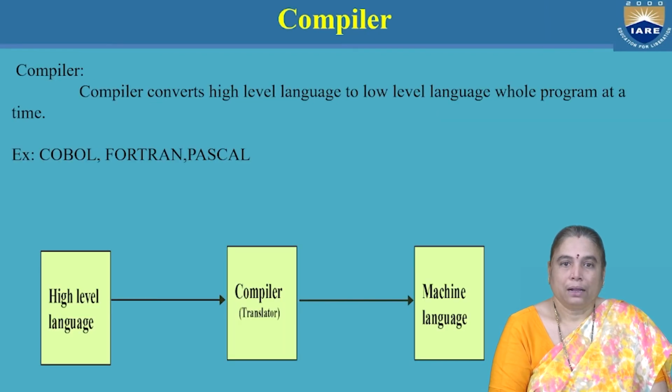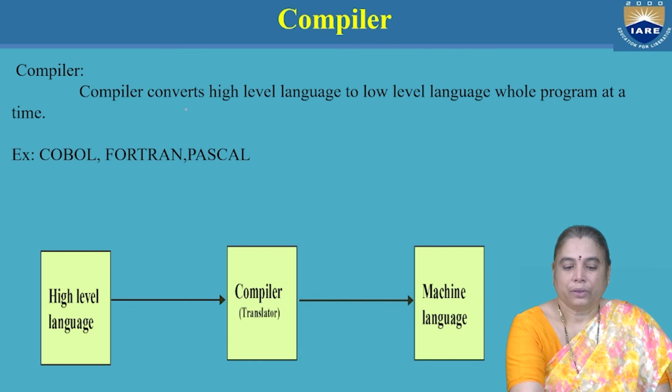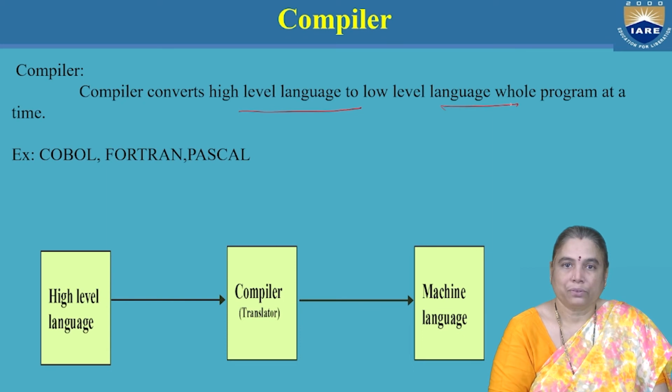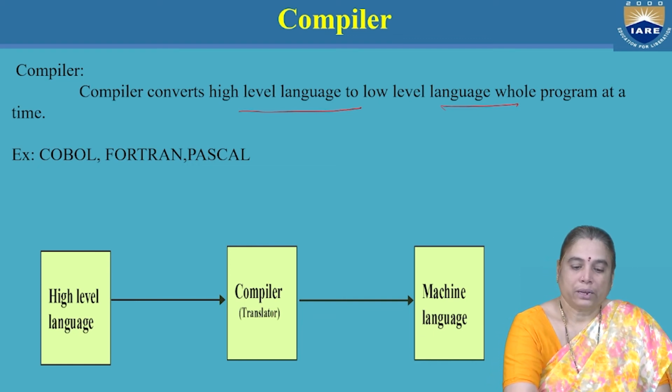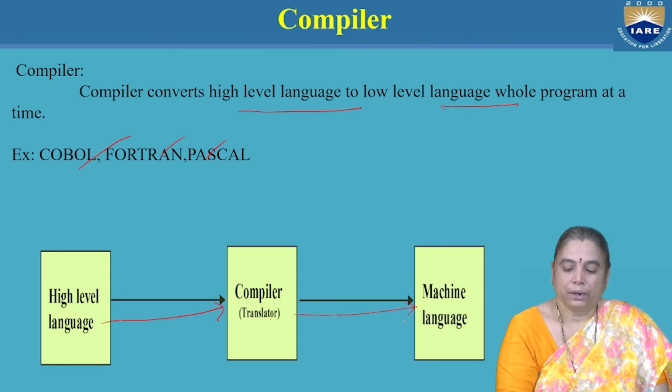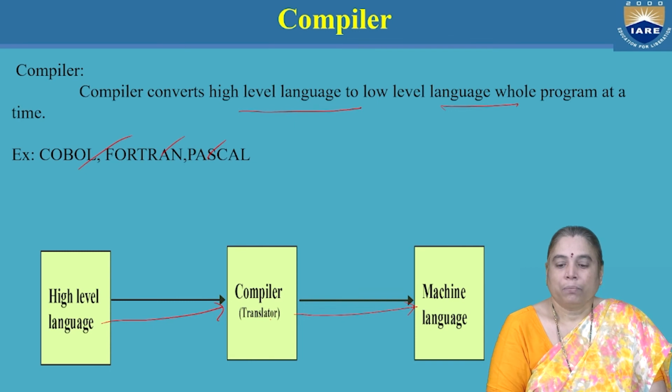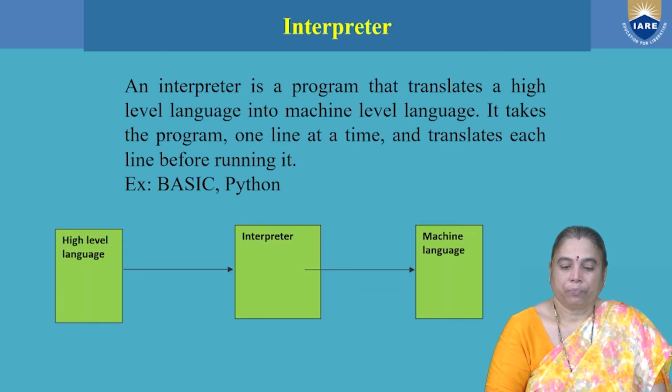Next, compiler. Compiler is also a software which converts high-level language code into the low-level language code, but it can convert the whole program at a time. After compilation of the entire code, it can list what are the errors that are present in the code. The examples of various compilers are COBOL, Pascal, Fortran compilers. So the compiler takes the input as high-level language and converts it into the machine language code, but the whole program at a time.